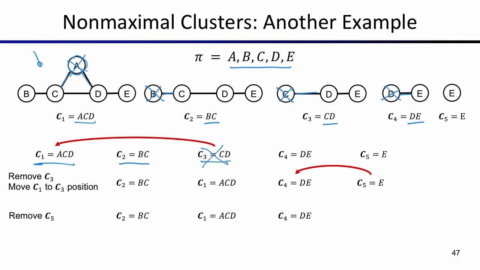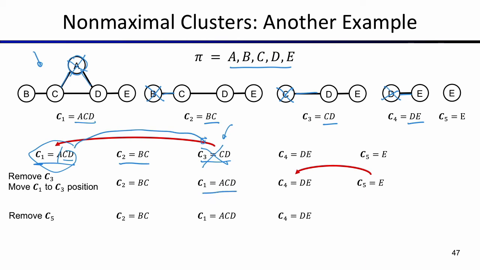Take a look at the first step here: we're going to eliminate A. So we have a factor that mentions CD, and this factor was only mentioned in cluster C3. If we eliminate C3, we lose the running intersection property. So in order to guarantee the running intersection property, what we do is a simple approach. We eliminate C3 and move C1 to the position of C3 here.